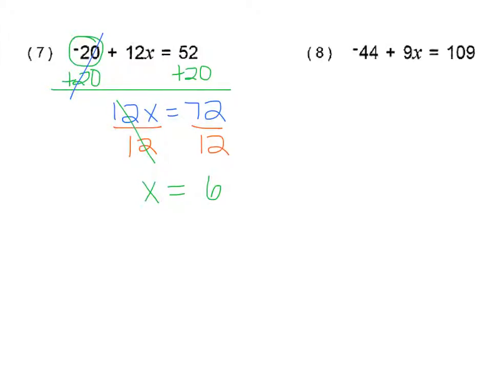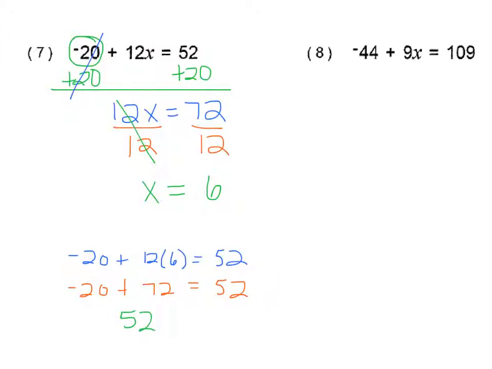So let's check it out. Negative 20 plus 12 times 6 will equal 52. So negative 20 plus 72 equals 52. So when we were talking about integers before, we talked about that if they are different signs, we actually subtract. So 72 take away 20 is 52, and the 72 was positive and it has more of it, so it keeps its sign. So 52 is equal to 52.